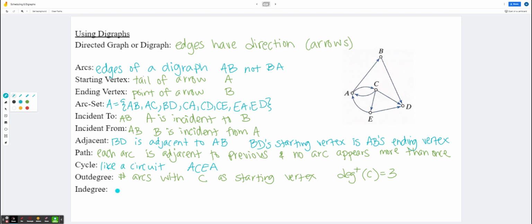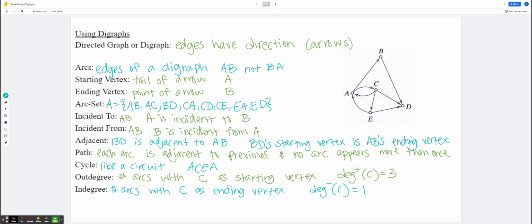Similarly, we can talk about the in degree of a vertex, which would be the number of arcs with, again, I'm going to look at vertex C, C as its ending vertex. So how many arcs are coming in to vertex C? There's 1, and we can write it as degree minus of C is equal to 1.